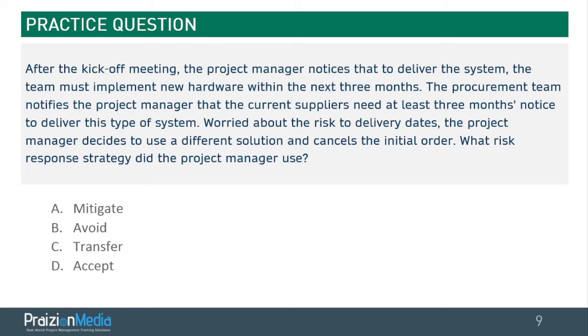Hit the pause button for more time. All right, so the answer to this, my friends, is not accept. Neither is it transfer or mitigate. The best answer is avoid, because that's exactly what this PM did. They changed their approach, used a different solution, and then canceled the initial order. That's avoid. Okay, so you're trying to avoid this notice, right? The current supplier needs 3 months. You're trying to bypass that, and going ahead to do that would be avoid.